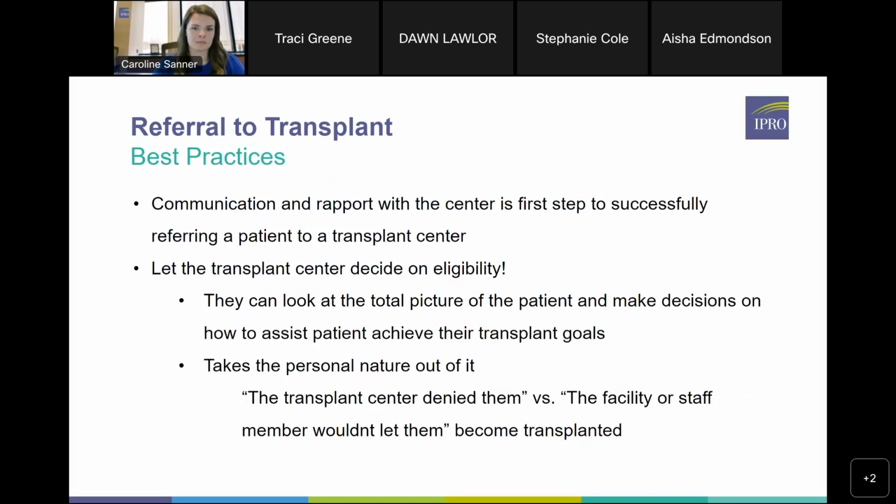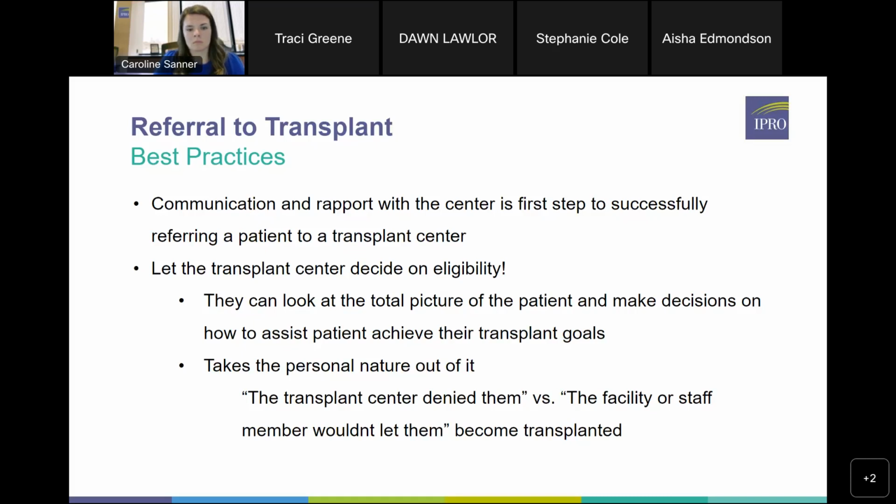So our best practices, first and foremost, is the communication portion of it and the rapport that the center has with the patient. As far as transplant, we're not a transplant center, we're a dialysis center. So that's where our expertise lies. If a patient is interested in transplant and they may have something that at the present time or even permanently is going to take them out of the running for a transplant, we have found that it's always best to let the transplant center deal with that as far as, is that patient eligible?